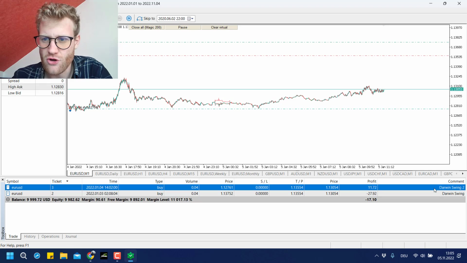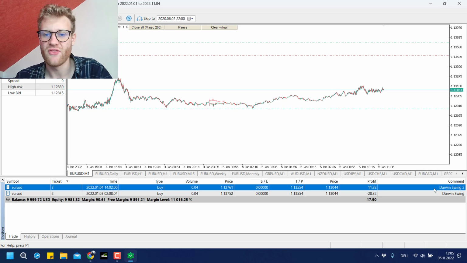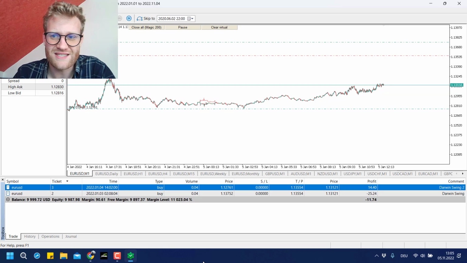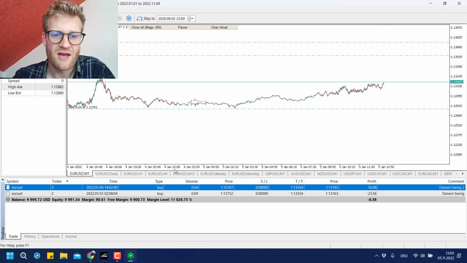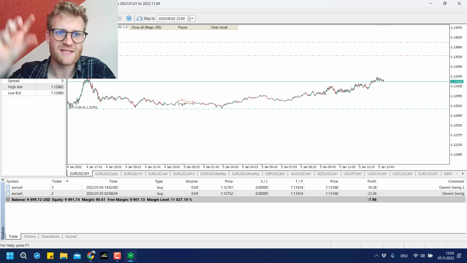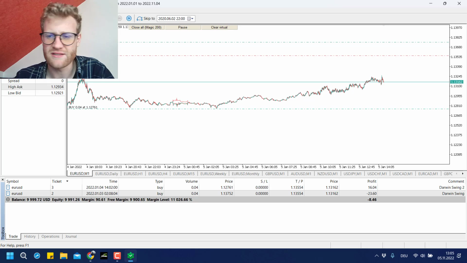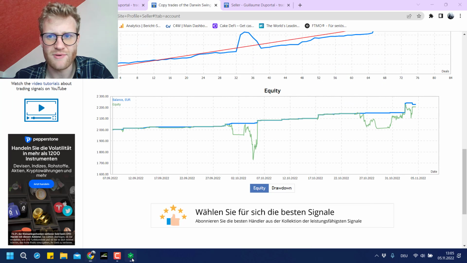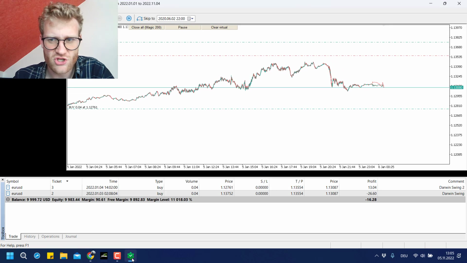The second one has the comment Darwin swing 2. This is probably just because both of these trades belong to the same setup, or to the same grid that is built here. So now we can just wait until either the TP is hit or there's another position opened.